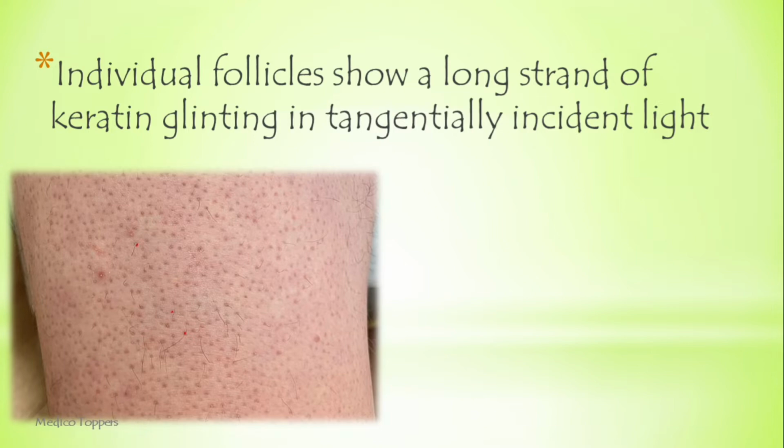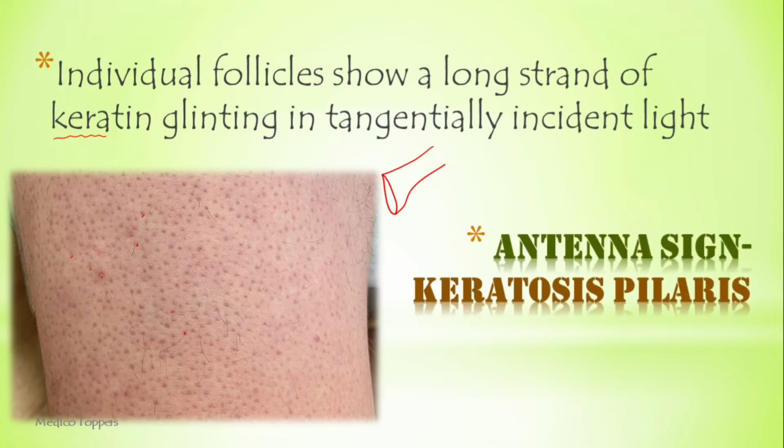So here in this image you can see individual follicles clearly where we can see the hair growth also, and here we can see white stuff here and there. So these are all the keratins which are coming out of the individual follicle. Whenever we put the light in a tangential way, we can see the keratin glinting over these follicles. So this we can see in keratosis pilaris, and this sign is also called as antenna sign. And on examination also, if we put the hand and rub over the lesion, we will have a sand grit feeling. This will help us to diagnose the condition easily.